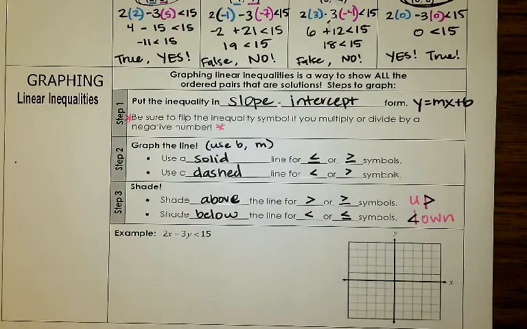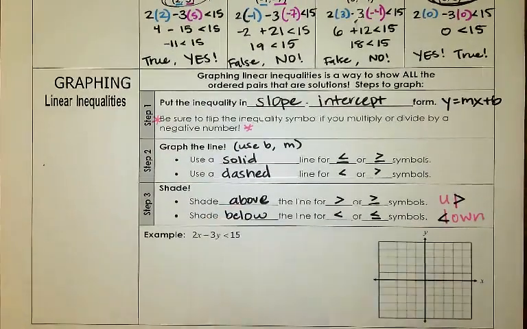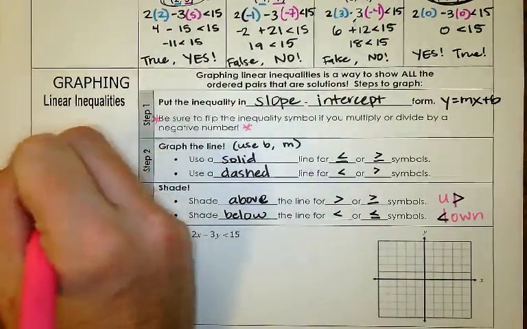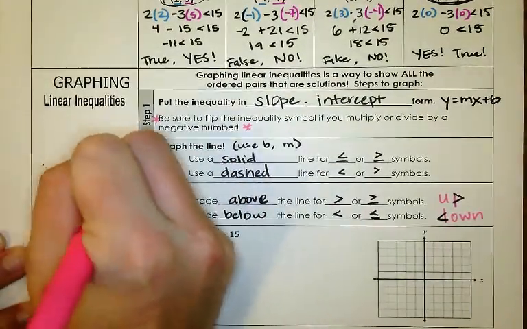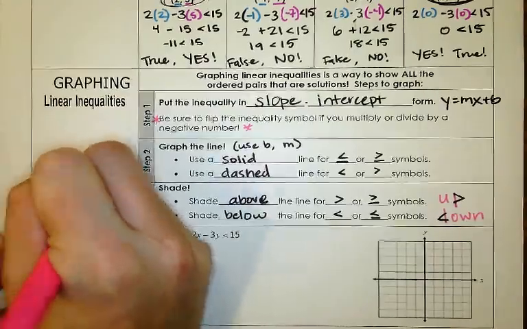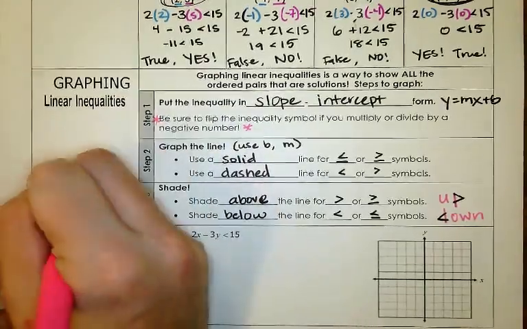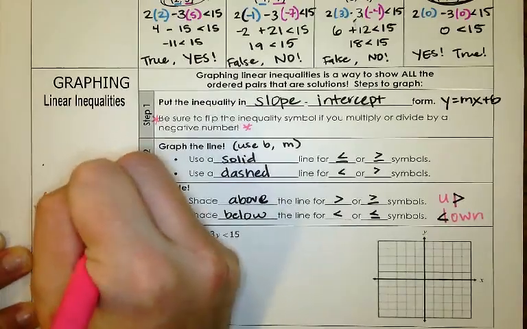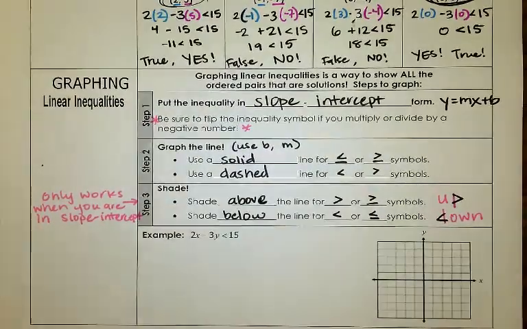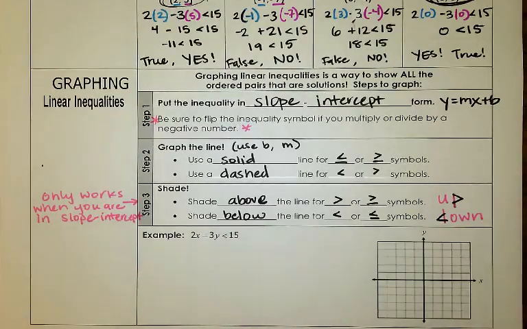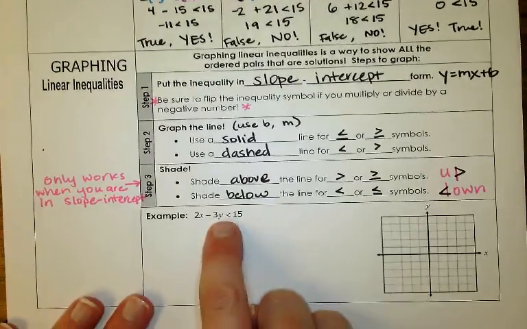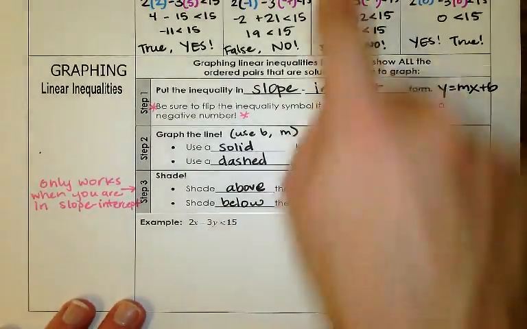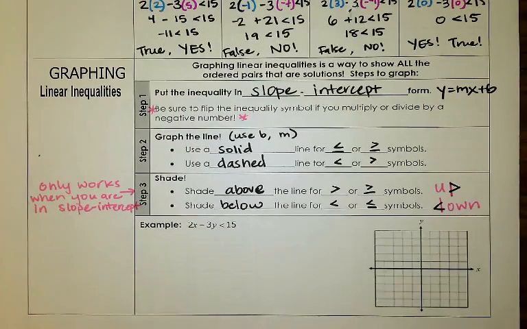However, this little trick only works when you are in slope-intercept form. Okay? If you are not in slope-intercept form, you can't pay attention to the inequality. We're going to look at it right here for this example. So guys, this example is the same exact one we did up above, but we're going to try to graph it now so we can see what the solution will look like.